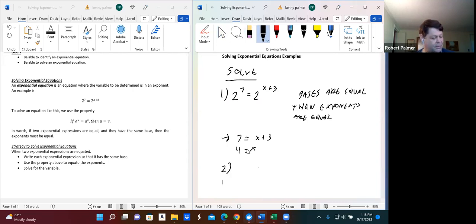Now let's say we have, how about, 8 to the x squared plus 5x is equal to 8 to the 6th.